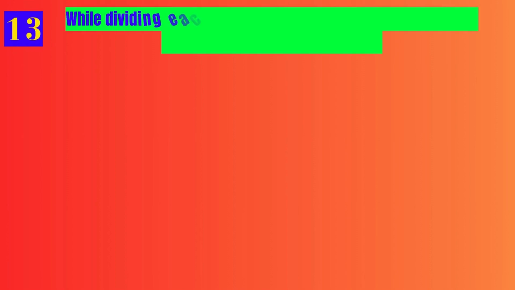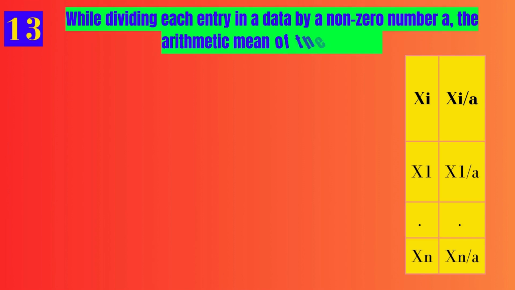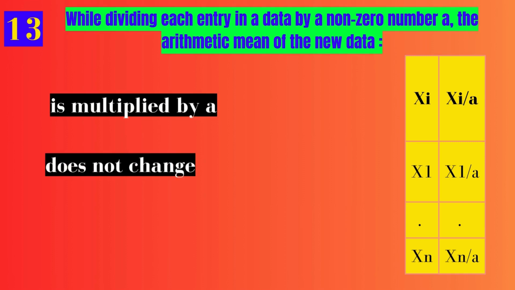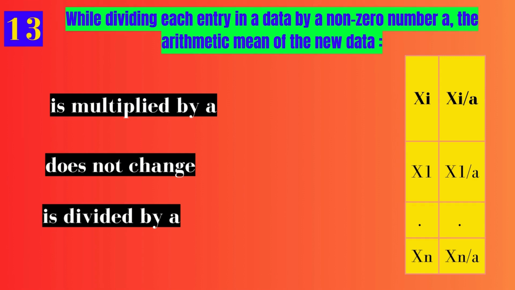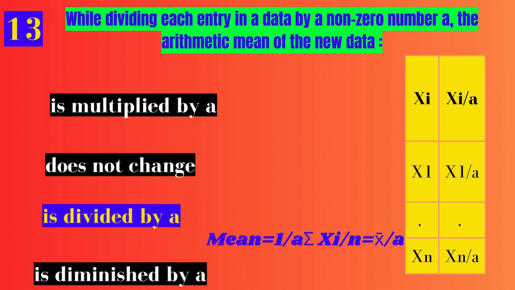While dividing each entry in a data by a non-zero number a, the arithmetic mean of the new data. The options are is multiplied by a, does not change, is divided by a, is diminished by a. The correct option is divided by a.